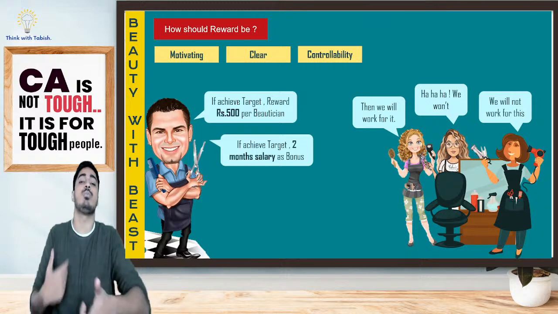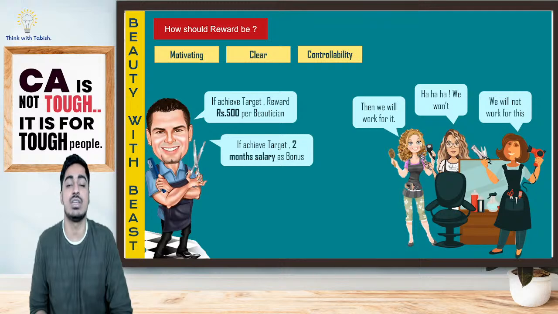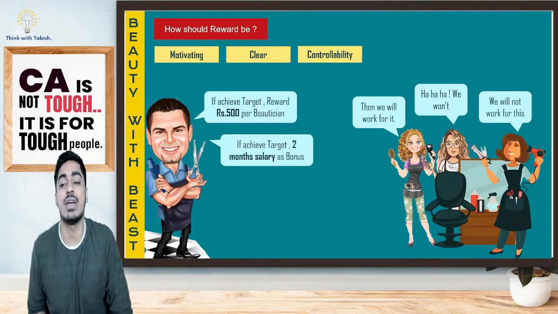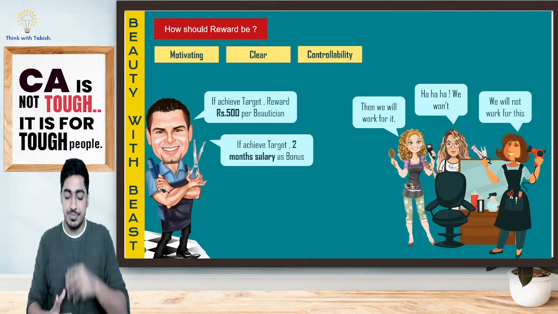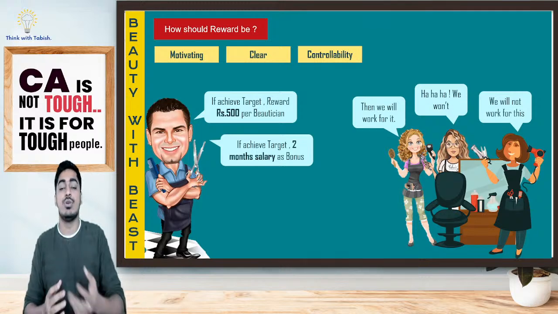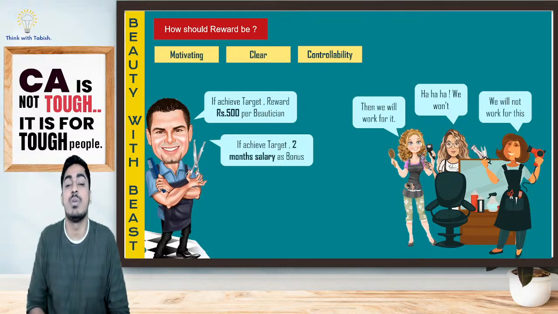Firstly, it should motivate employees to do the work. It should be clear. It should be clearly communicated at the start of the year. And it should be based on controllable factors. You should not include any uncontrollable factors. Suppose in between the year something happened, and COVID or something came up, or some incident happened because of which we could not run our beauty parlor for 2 months.